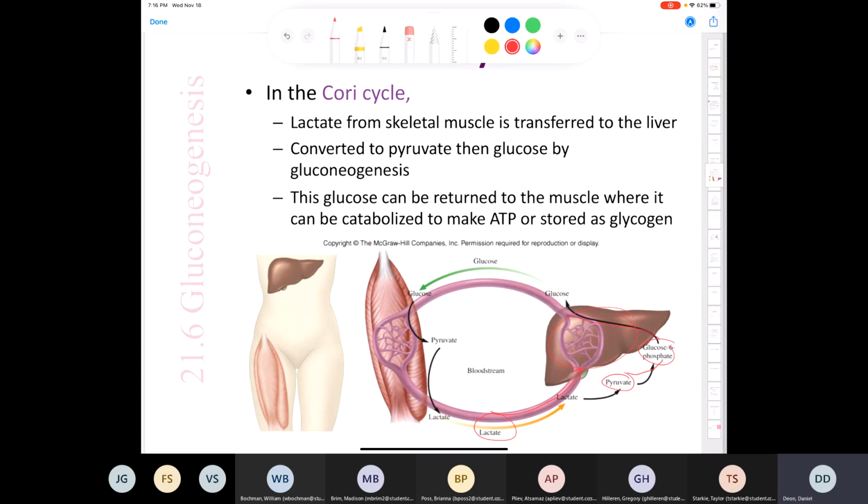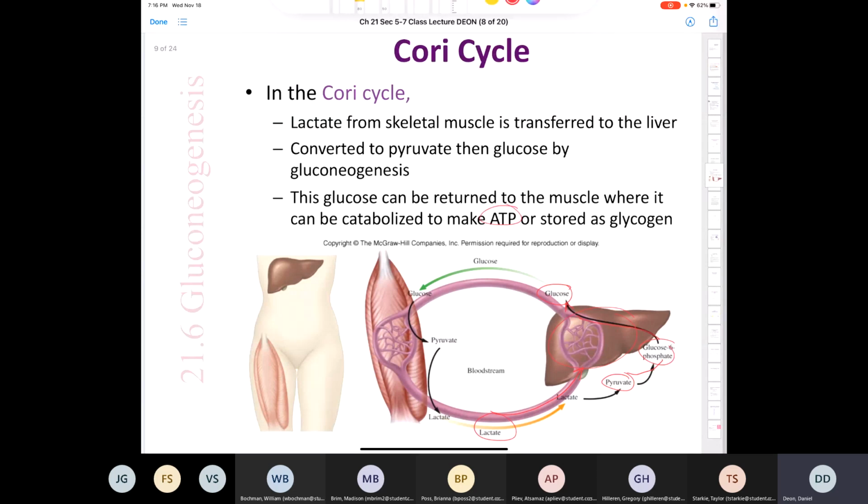Then it's going to be acted upon by the phosphatase to produce glucose, which can go back into our muscles and be converted back into pyruvate, and we can harvest ATP, or we can store it as glycogen. So this cycle of glucose in between the muscles and the liver is called the Cori cycle.